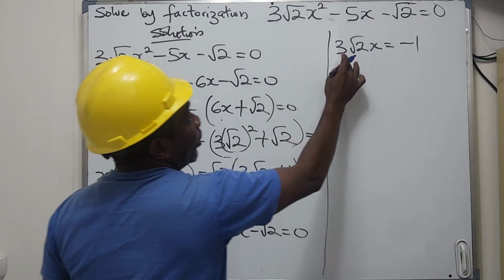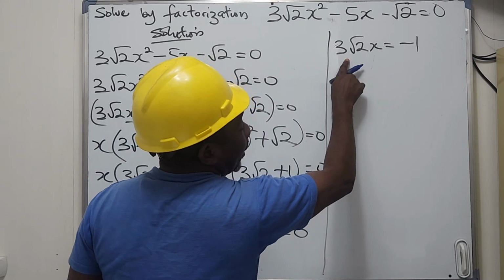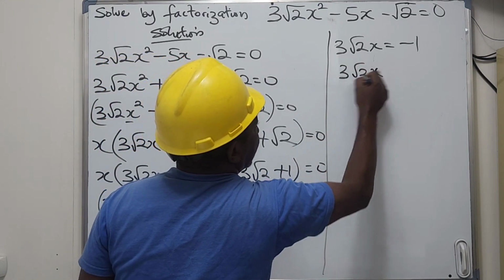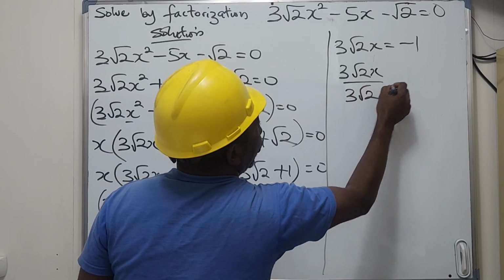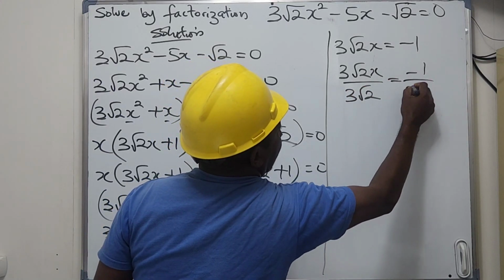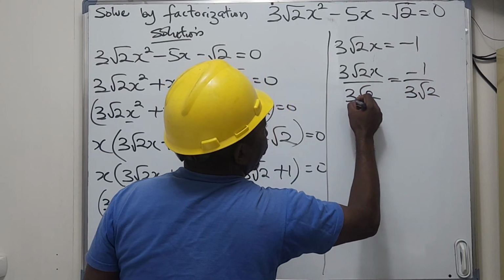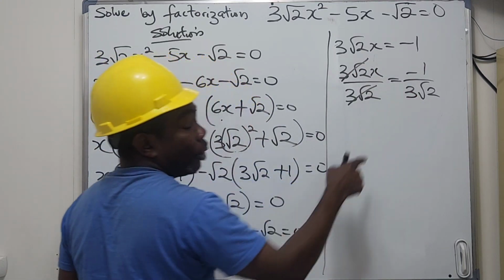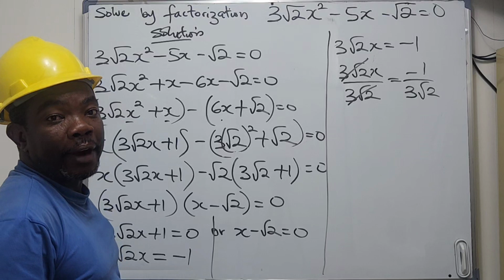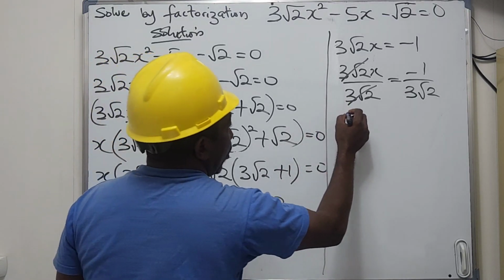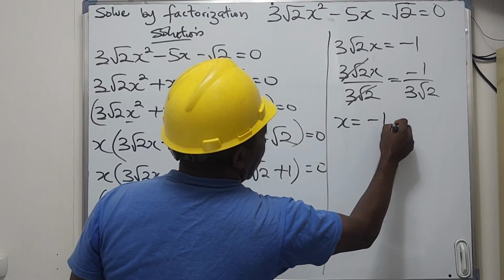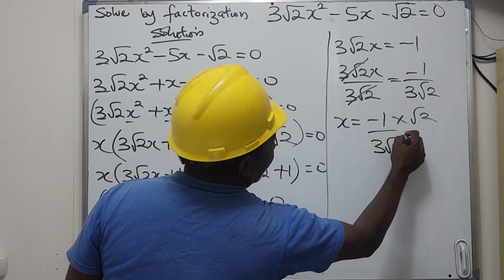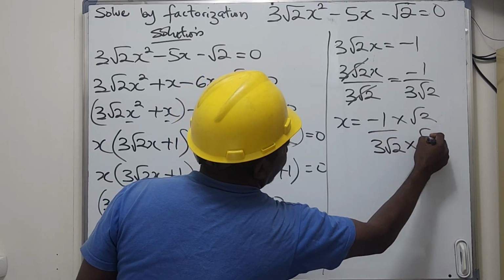So here, dividing both sides by 3 root 2, we have 3 root 2x all over 3 root 2 equals to minus 1 all over 3 root 2. So here will cancel and here will cancel. And on this other side, the denominator must not have a radical function. So this will become x equals to minus 1 times root 2 all over 3 root 2 times root 2.